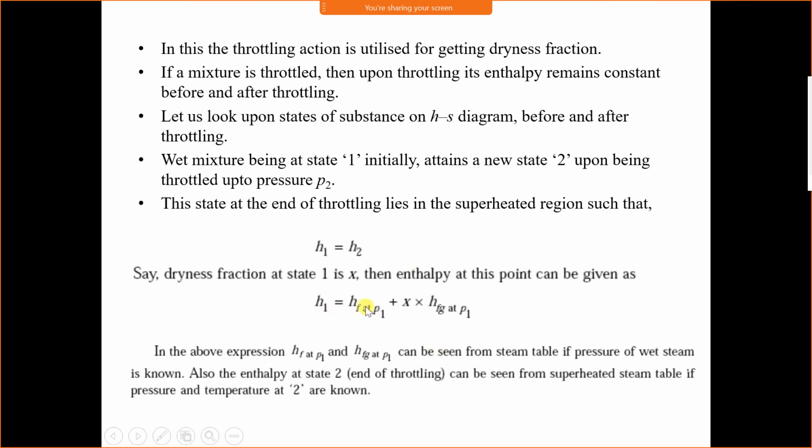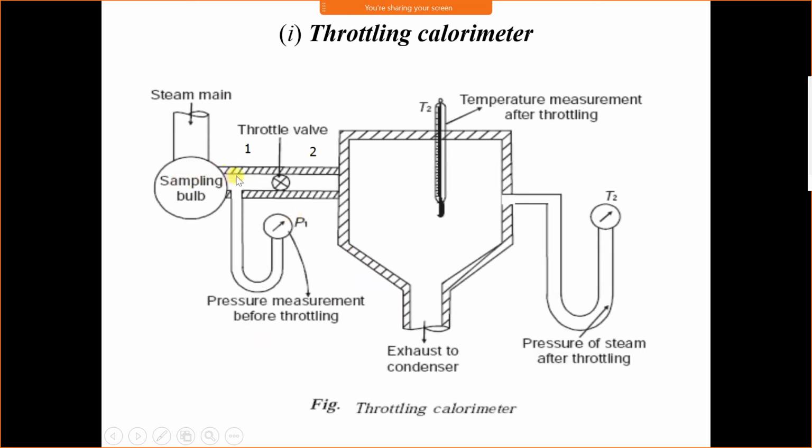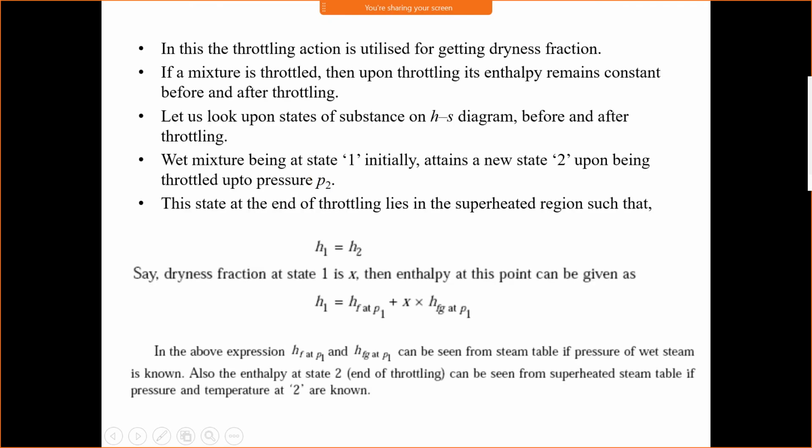In H1 we can take the values HF and HFG from the steam table, but we don't have the value of X. In this formula X is unknown. We know the throttling process is an isenthalpic process. During the throttling process enthalpy remains constant. Therefore at point 1 and at point 2 enthalpy is the same. Hence we can equate H1 is equal to H2.